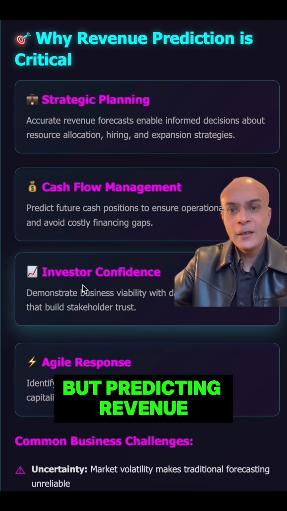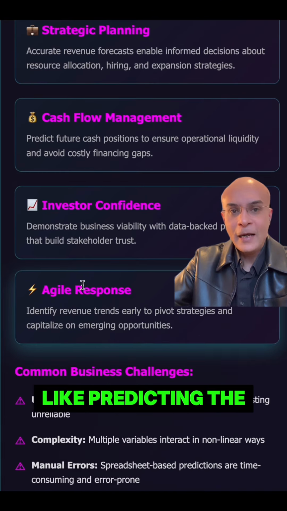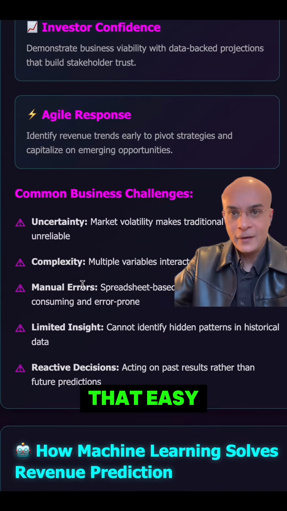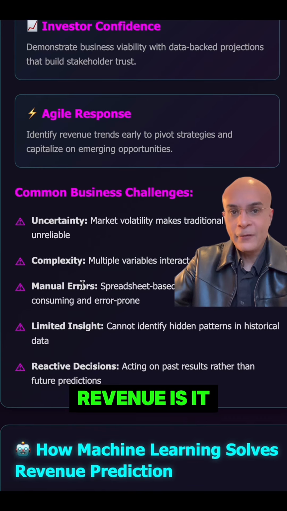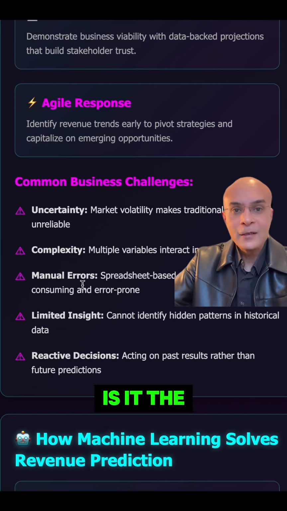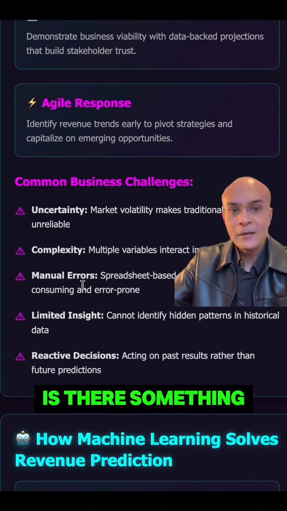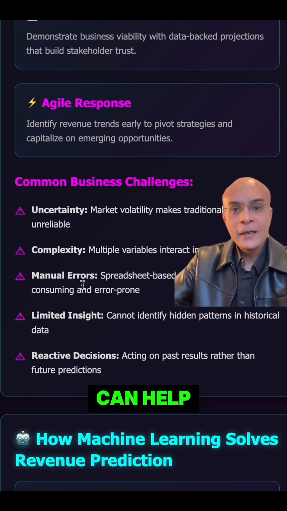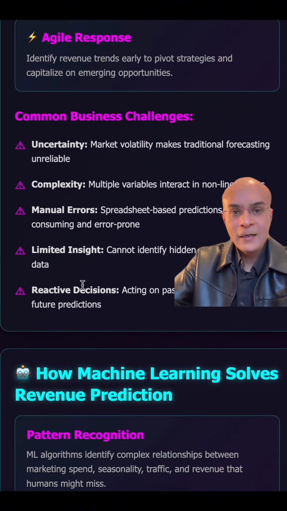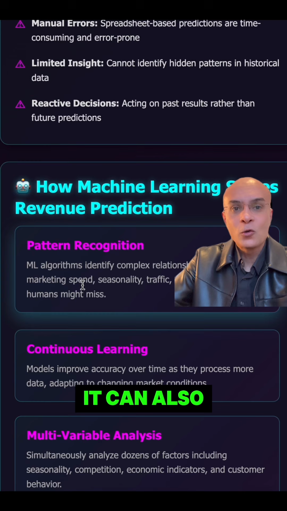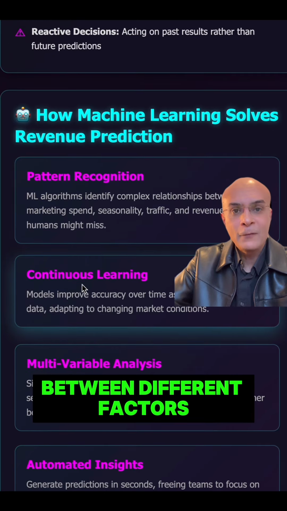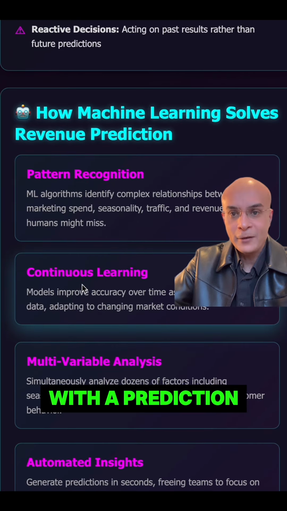But predicting revenue is not that easy, like predicting the future is not that easy. What impacts the revenue? Is it the marketing spend? Is it the website traffic? Or is there something else? So machine learning can help because it can understand the different factors. It can also analyze the interaction between different factors and come out with a prediction.